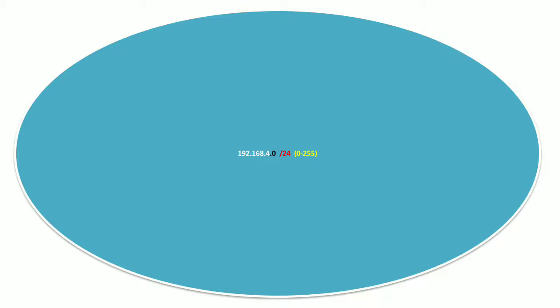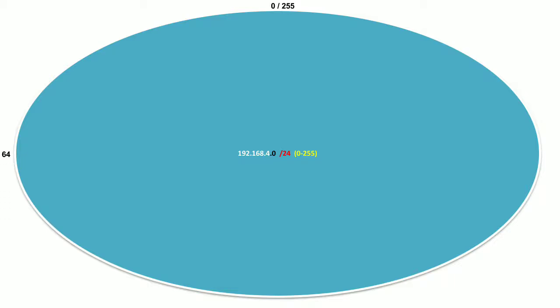And the IPs in between these two IP addresses, that is the network ID and the broadcast IP, can be used for the endpoints you want to assign the IP addresses to. So the first IP address of this network would be 192.168.4.0, that would be the network ID, and the last IP address would be 192.168.4.255, that would be the broadcast IP address.